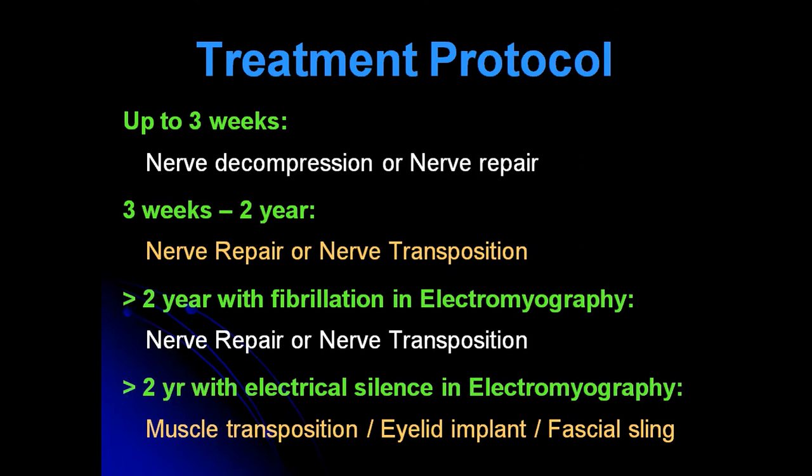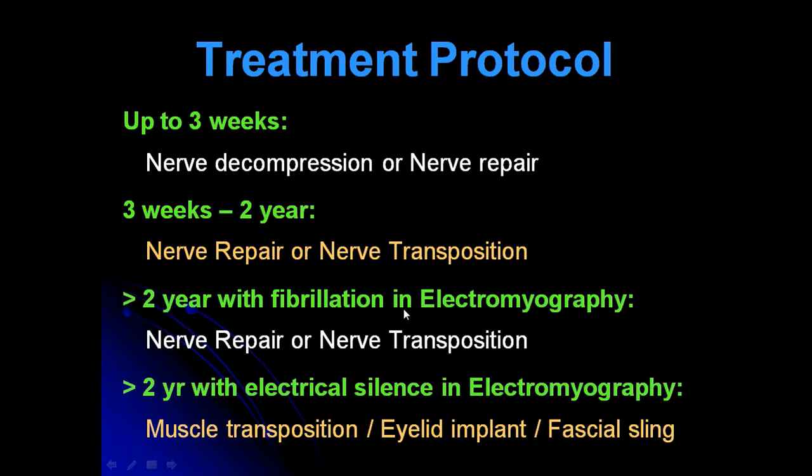In such a situation, if the patient is having acute facial palsy at the time of the injury itself, you have to go for a repair then and there. If it is developing after a long time, you can wait for some time and then go for repair of the facial nerve palsy. So as you could see here, the treatment protocol is nerve decompression or nerve repair up to 3 weeks. That is the earliest; you have to go for decompression of the nerve or nerve repair. From 3 weeks to 2 years, you can go for nerve repair or transposition. Decompression is not done at that point.